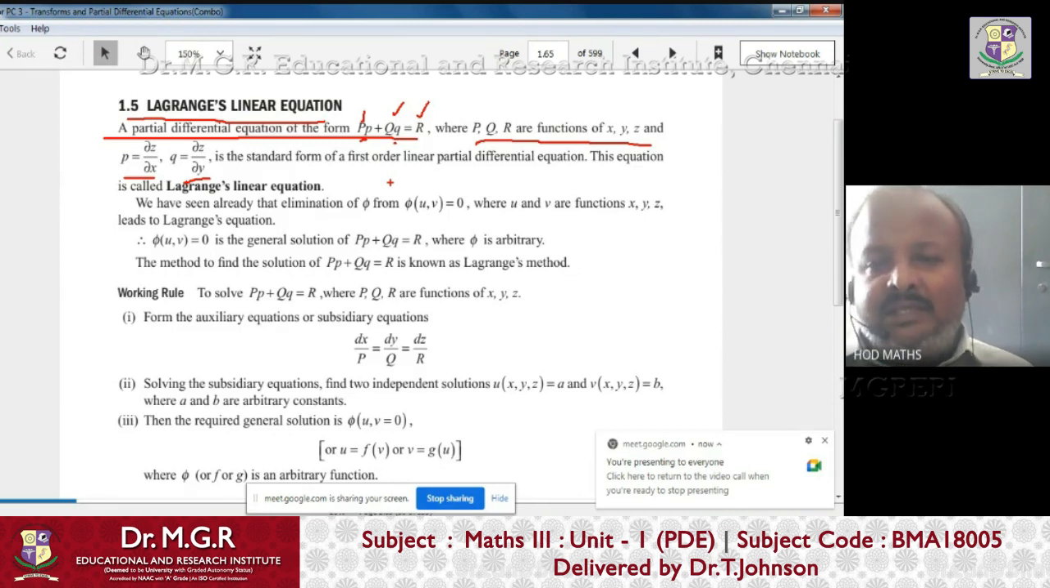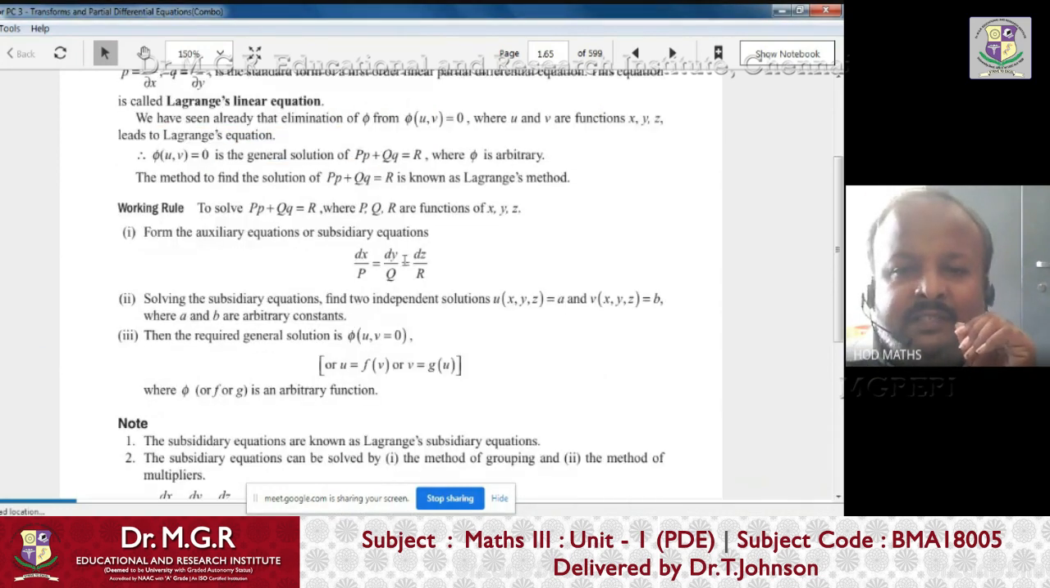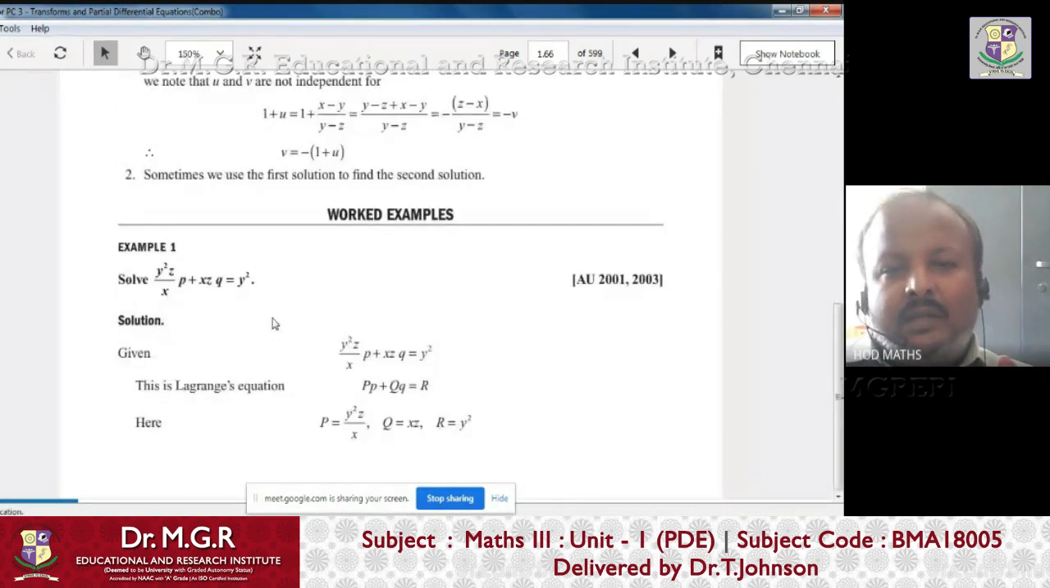So everything is present. But one important thing is that small p should be present only one time, and its power also should be 1. Similarly, small q also should be present only one time, and its power also should be 1. For a perfect example, I can show an example like this.